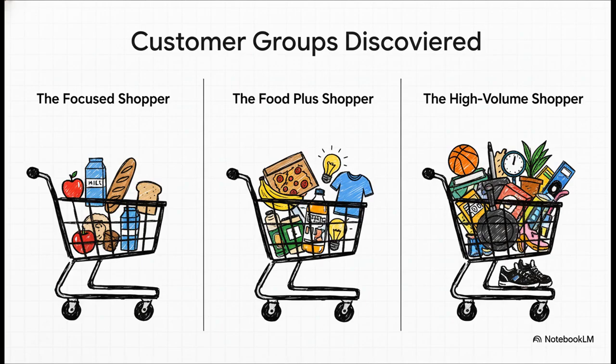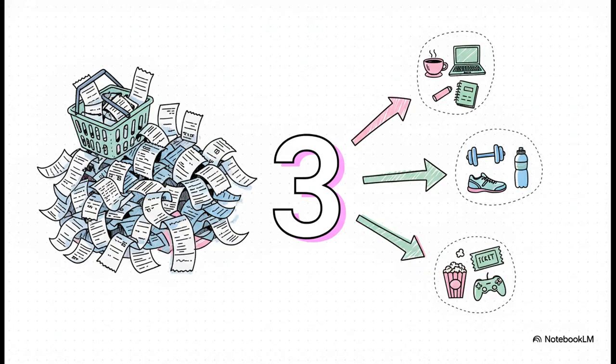We've found 3 types of customers. You've got the focused shopper, who only buys stuff from one category, like groceries. There's the food plus shopper, who mostly buys food but grabs 1 or 2 other things. And then there's the high volume shopper, who buys a little bit of everything. So, from a pile of what look like random receipts, our systematic process has revealed three distinct, identifiable patterns of human behavior. How cool is that?